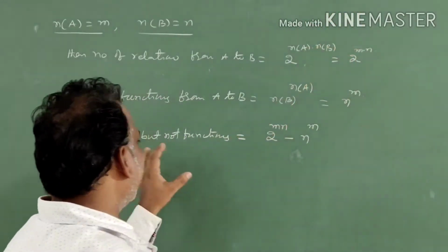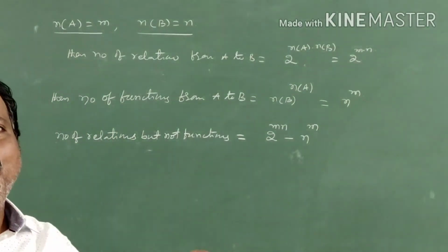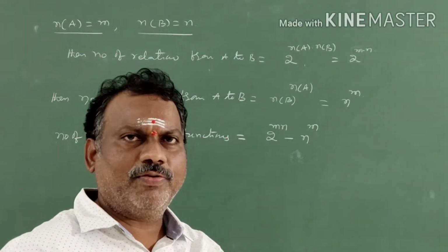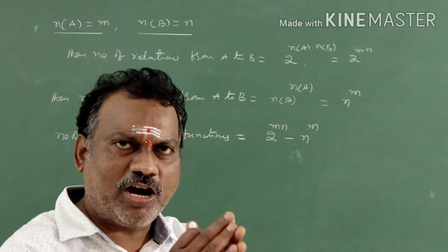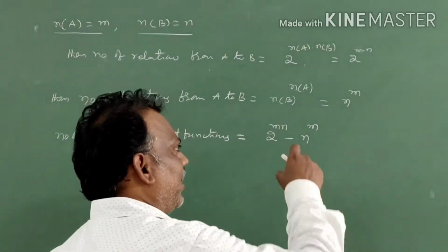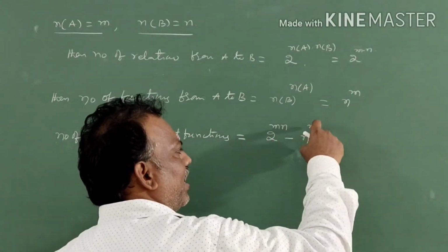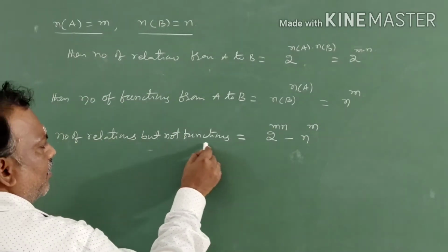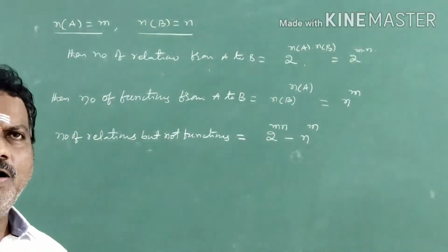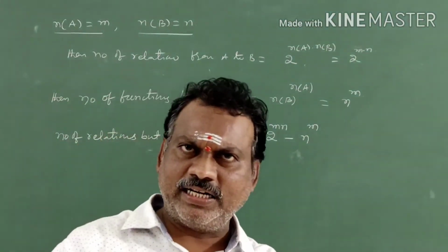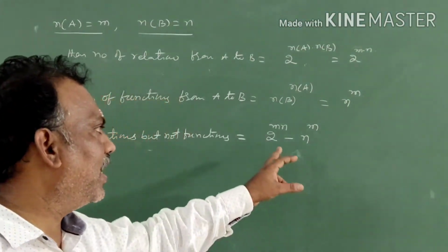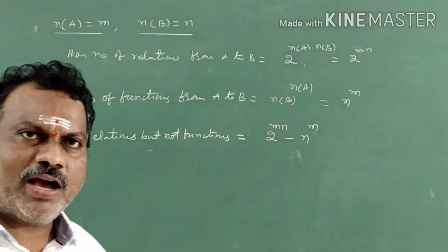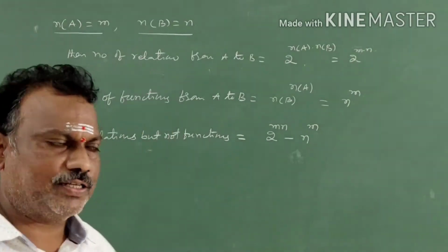Now in this case, what they are asking is the number of relations but not functions. We have to exclude the functions, that means you have to subtract the functions. That's why I subtracted: 2 power mn minus n power m. This is for the number of relations but not functions. Otherwise, for only the number of relations, in that case you will write this. Clear, students?